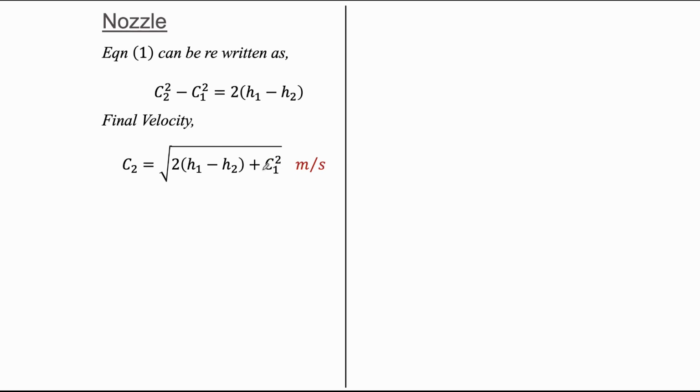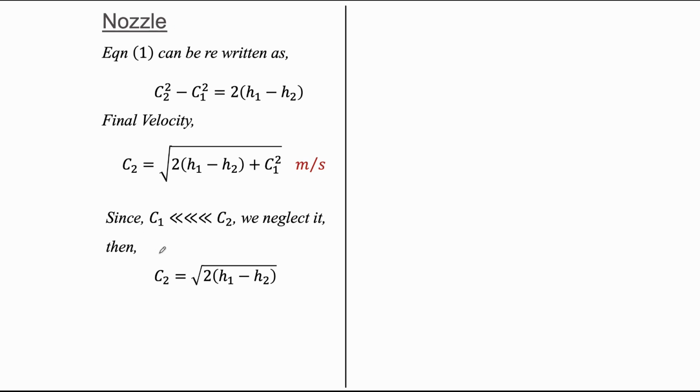Since the fluid entering the nozzle is going to experience a very high increase in velocity compared to the final velocity, the initial velocity is going to be very, very low. So we can neglect it. In that case, we can write the final velocity as equal to square root of 2 into the enthalpy at the inlet minus the enthalpy at the outlet.